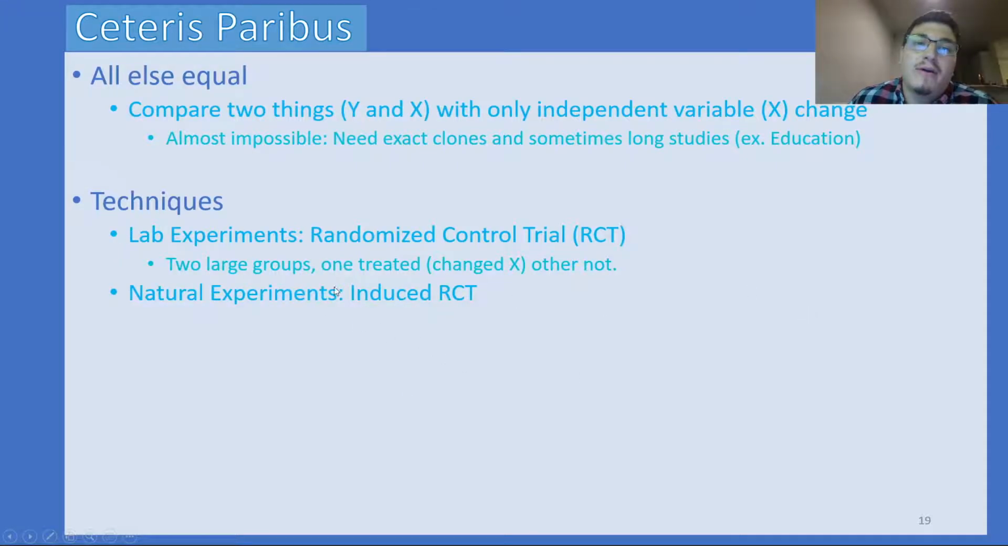Natural experiments: we're going to try and do a randomized control trial, but we can't, because it's the real world that we're experimenting with. So we're going to try and induce a randomized control trial. We're going to try the same thing, but in a real setting. We look at two different groups. One has a different X and the other doesn't, or maybe not two large groups, but different people with different X's, and we look at the changes in the effect on Y of those people.